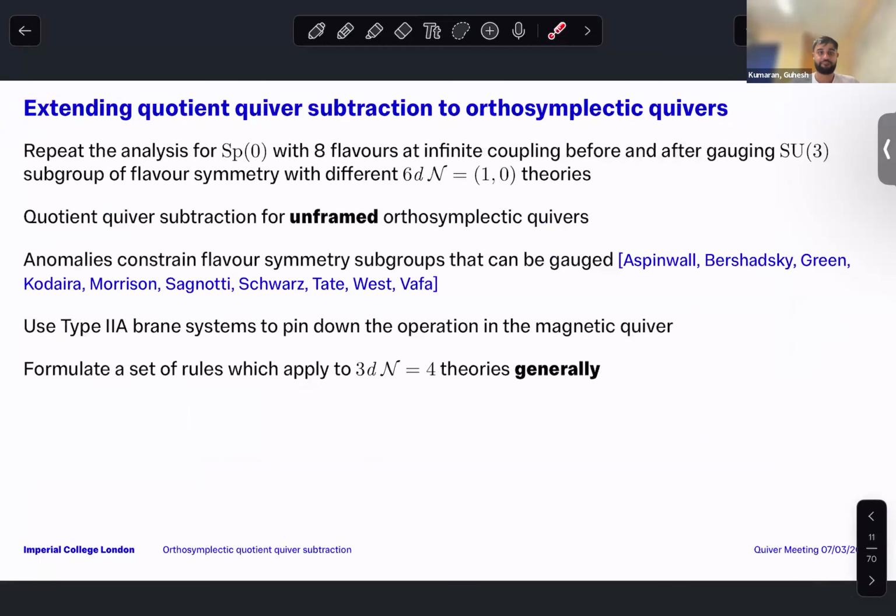Okay. So what are we doing today? We're extending quotient quiver subtraction to orthosymplectic quivers.